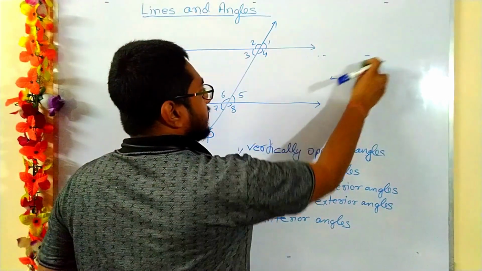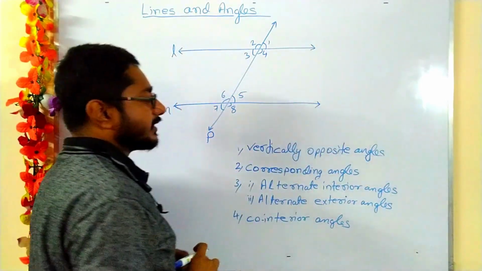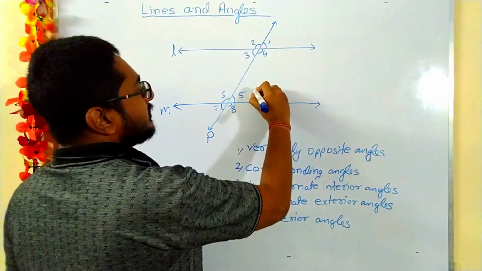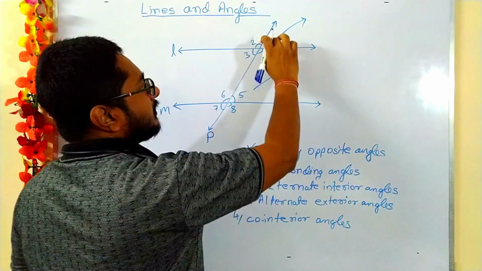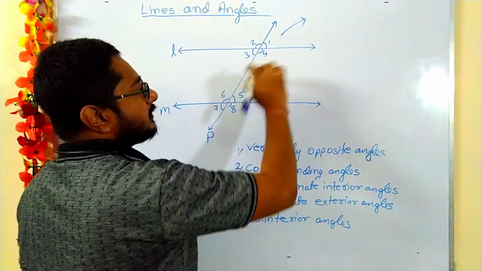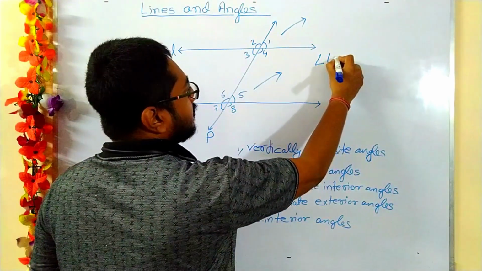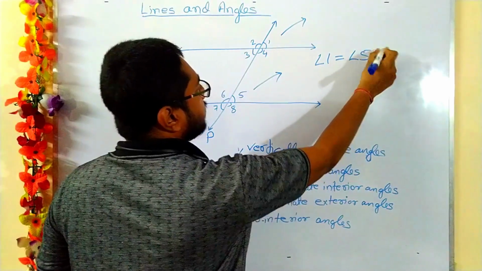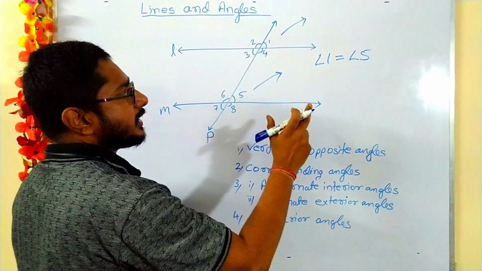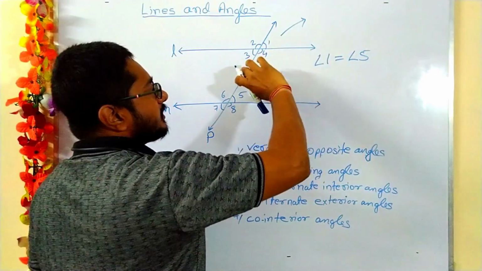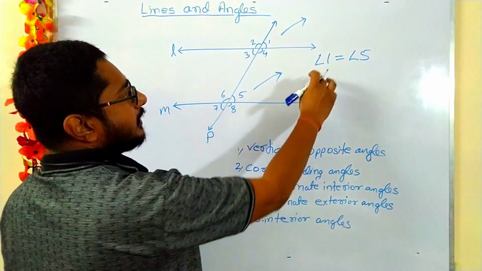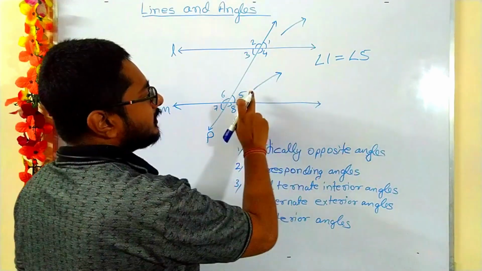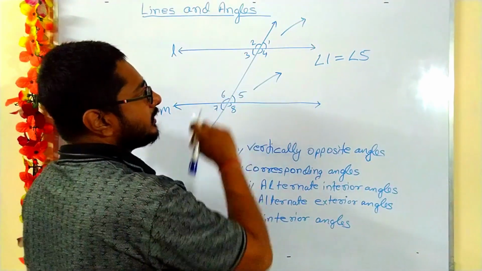Now next is corresponding angles. Corresponding. See the direction of these angles. Angle 1 and angle 5. The value of angle 1 will be equal to angle 5. Why? They are corresponding angles. That means, see their direction, their faces are in the same direction. So if the value of angle 1 is 40 degrees, then the value of angle 5 will also be 40 degrees.